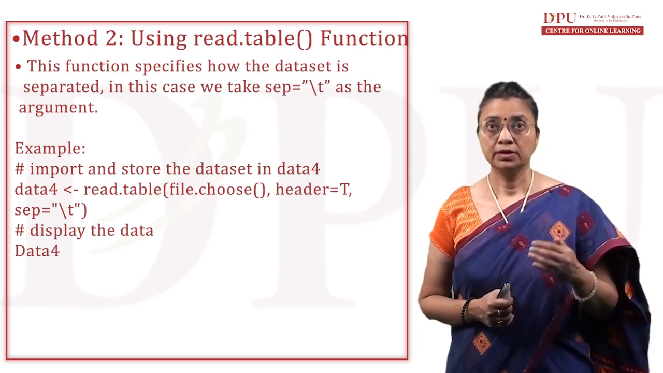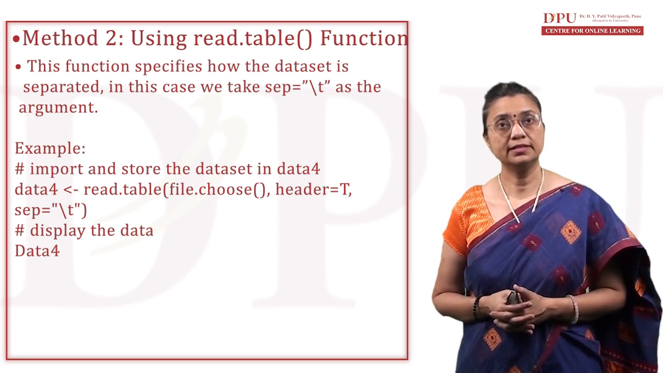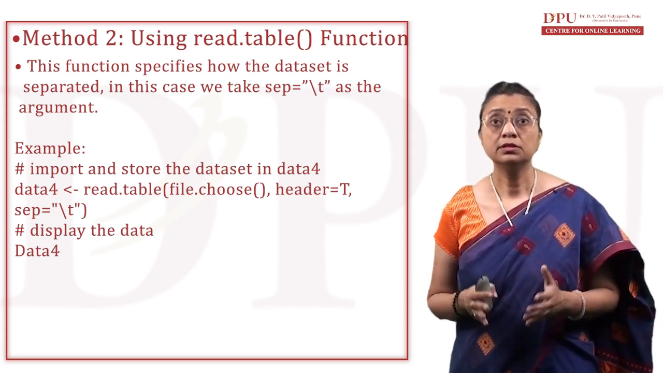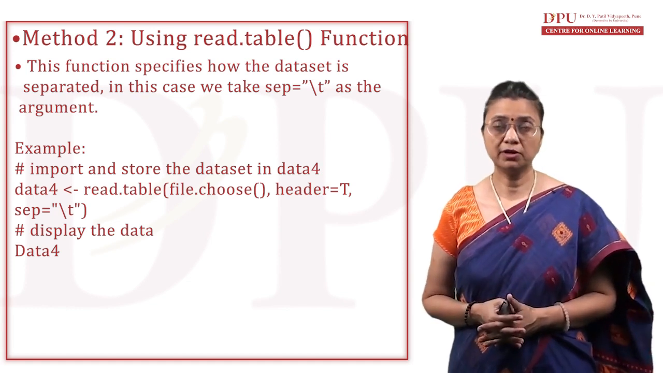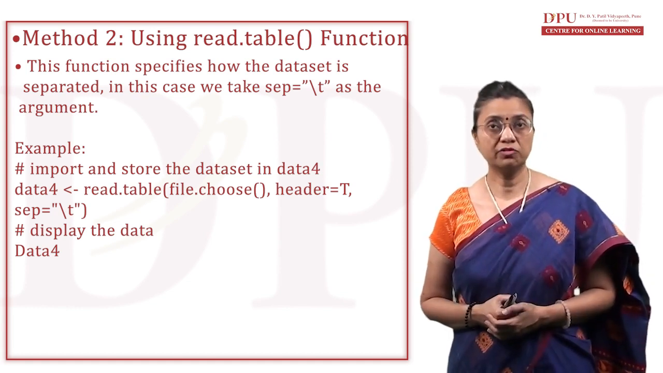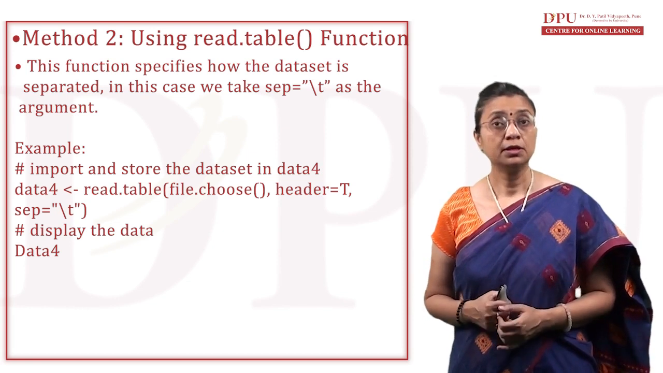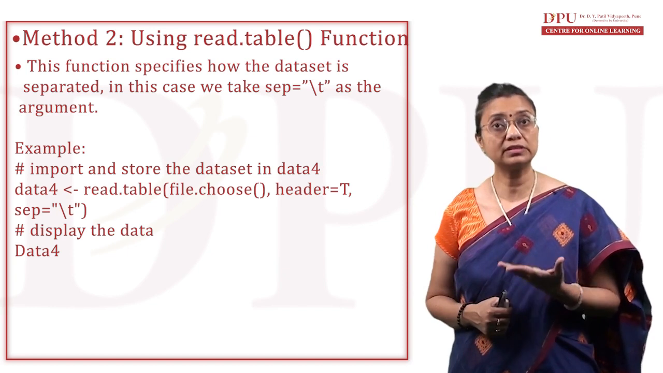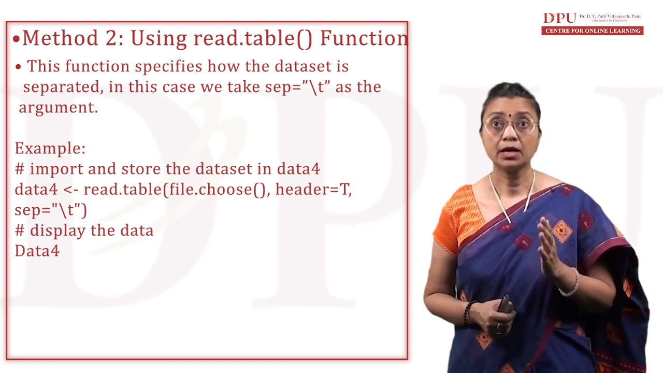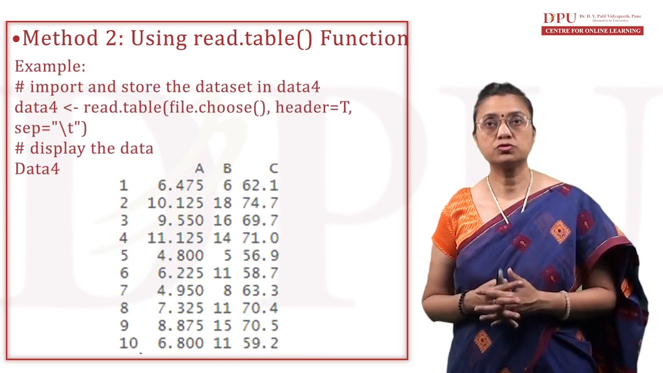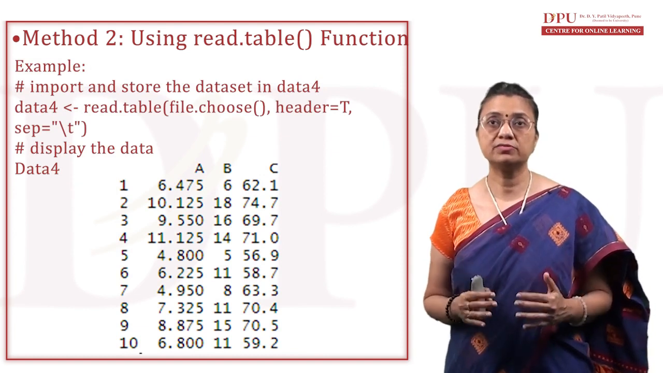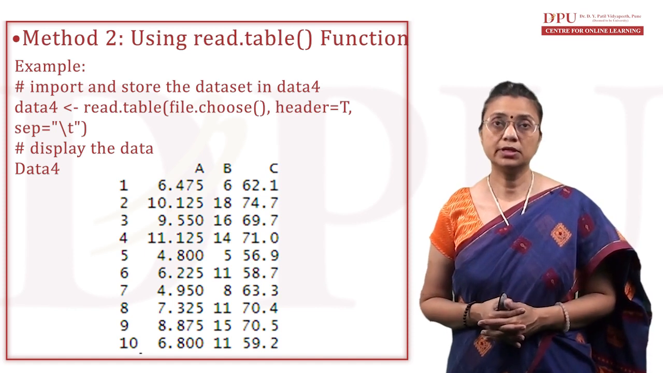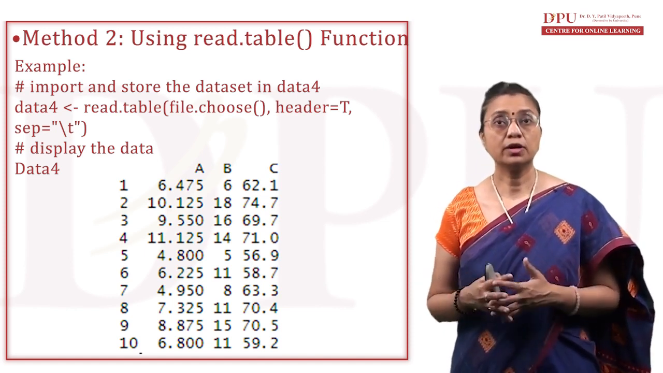Now you can see, import and store the data set in data4. So it is again the same thing. data4 is my variable, which is equated to the read.table function. Within the read.table function, I'm passing three parameters. My first parameter is the file.choose function, where I'm selecting the file from the desktop, comma, header equals TRUE, which means if a header is there, it will be displayed on the screen. And third, the separator value is equated to \t, which stands for tab.